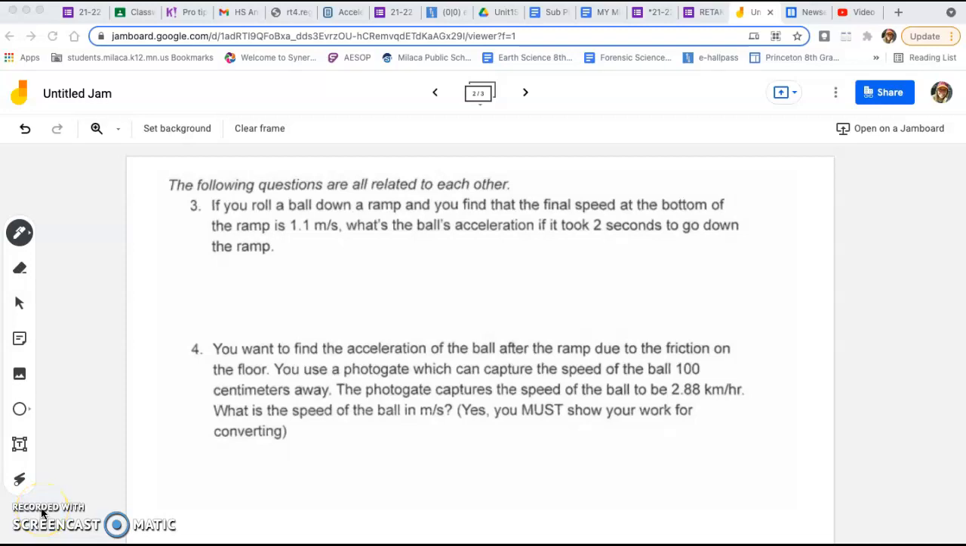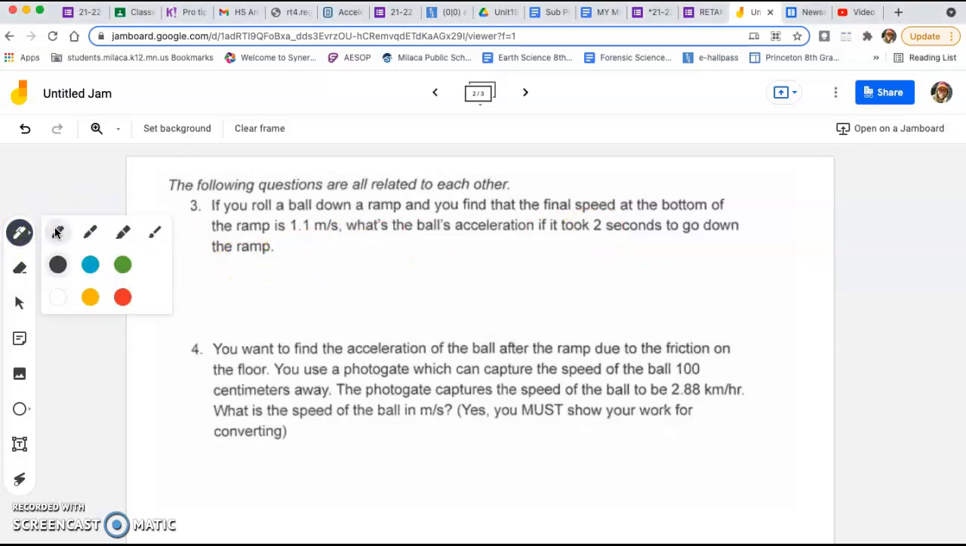Hey guys, so this is problem number 3 and number 4. Just so you're aware, 3 through the end, so 3 through 7, all of the questions are going to be related to each other, and it's going to be critical that you are doing what that specific problem is asking for, okay? So for number 3, it says, if you roll a ball down a ramp and you find that the final speed at the bottom of the ramp is 1.1 meters per second, what's the ball's acceleration if it took 2 seconds to go down the ramp?